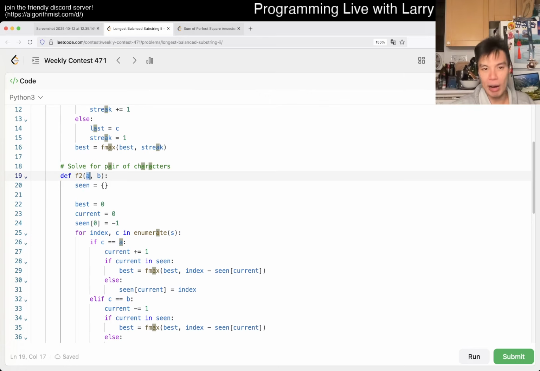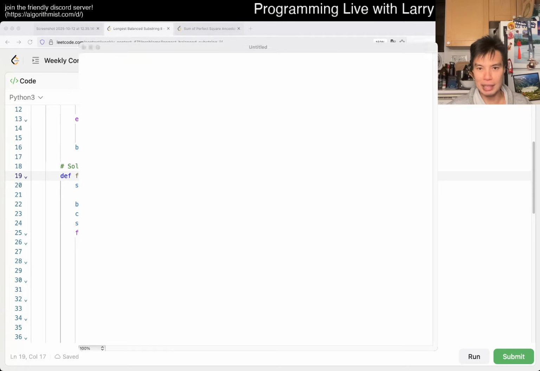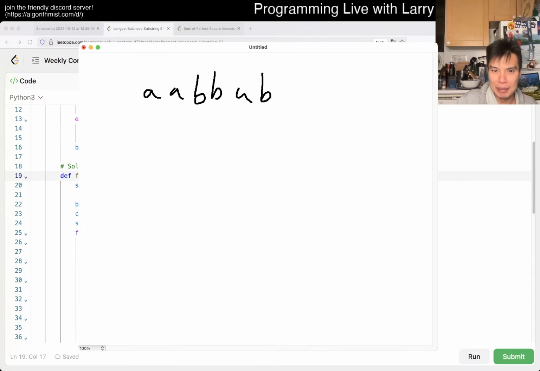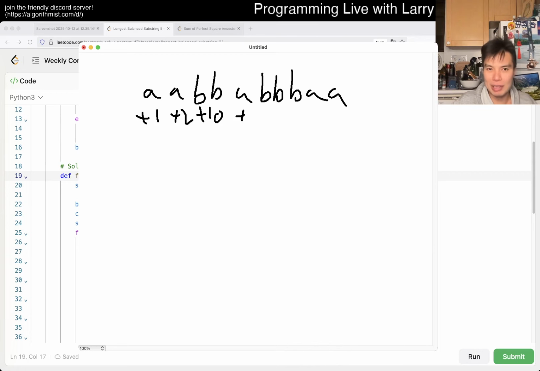Why? How? Let me draw it out real quick, because I think this will help for the harder portion anyway. The reason why prefix sum is helpful here is that, let's say we have A, B, B, A, B, B, B, A. Then now you could say this is +1, +2, +1, then -1, 0, +1, 0, -1, -2, -1, and then back to 0.